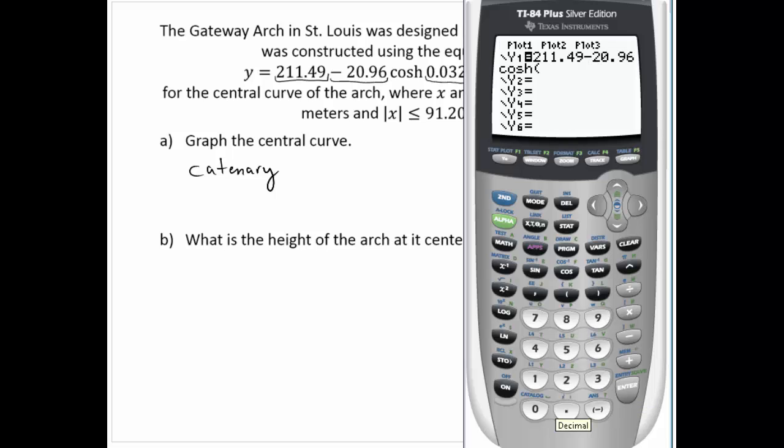And again, then I'll just type in the 0.032911765x. Set my window similarly, so negative 92 to 92 on the x's. I'll put a scale of 10 on the x's. And I'll have negative 10 to 220 on the y's with a scale of 10. I'll hit the graph key, and I get the similar curve.